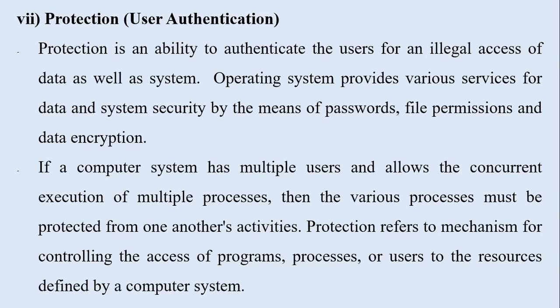Now, protection is that ability to authenticate the users for an illegal access of data as well as system. So the operating system provides various services for data and system security by the means of use of passwords, file permissions, and data encryption. If a computer system has multiple users and allows the concurrent execution of multiple processes, then the various processes must be protected from one another's activities. Protection in this case refers to that mechanism for controlling the access of programs, processes, or users to the resources defined by a computer system.